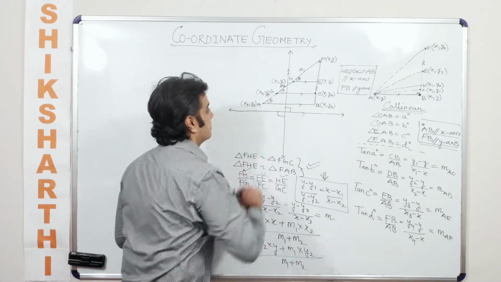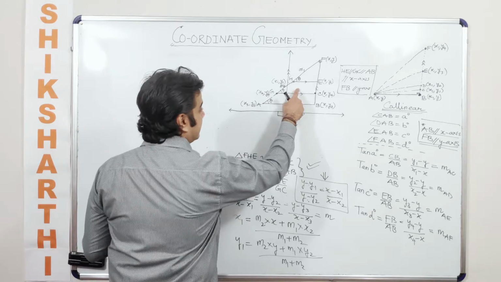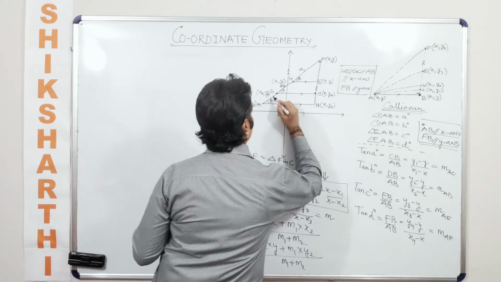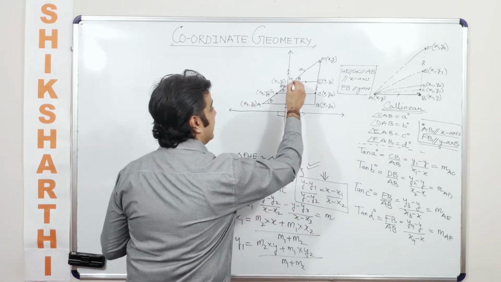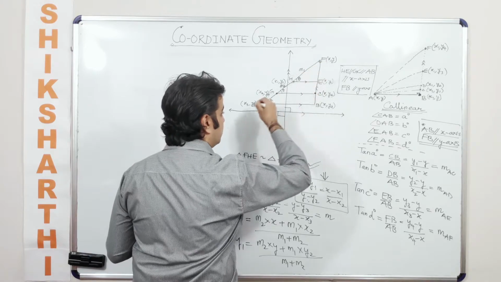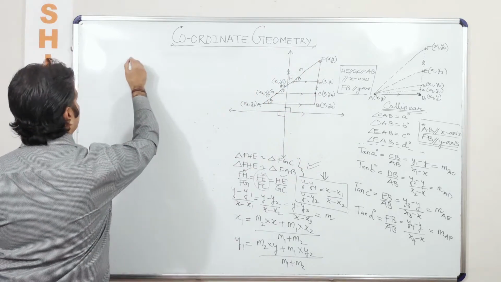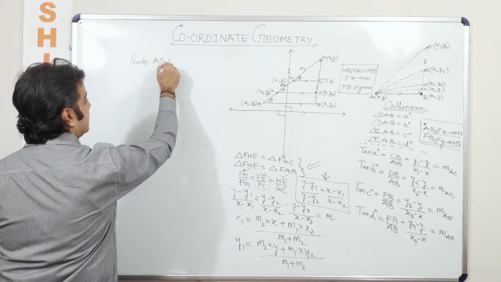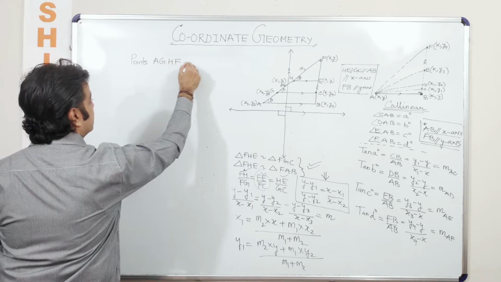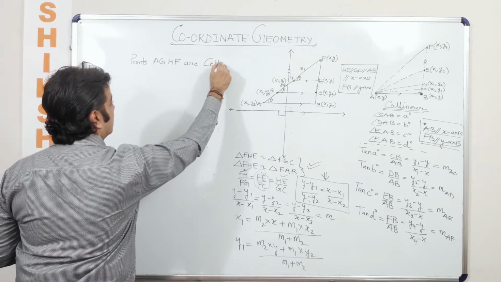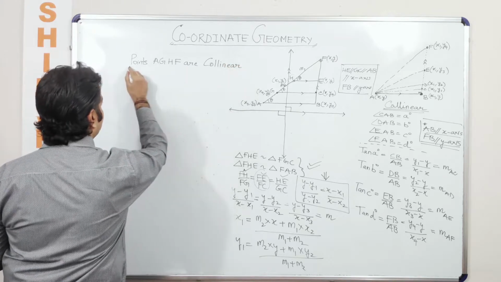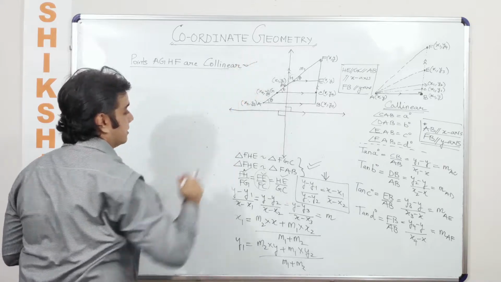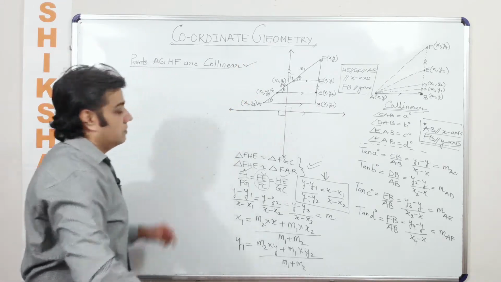Now taking this discussion forward and using this diagram, I'm talking about point A, followed by G, followed by H, followed by F. Can I say all these points are collinear? Yes. Why? Because they lie on the same line. Yes, they are collinear because they lie on the same line, right?